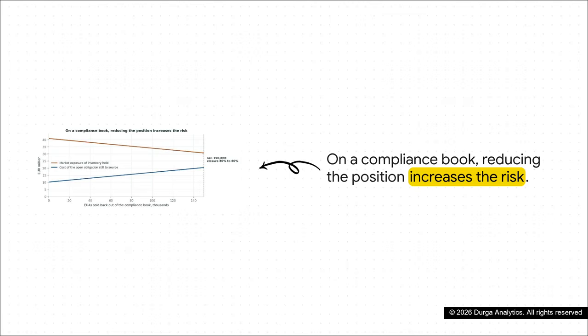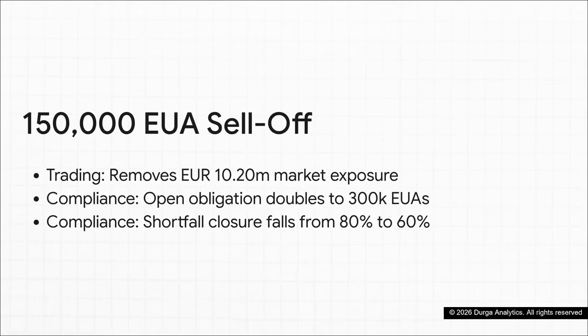A standard risk report will pat you on the back and congratulate you for de-risking. But look at the compliance line. The cost of the open obligation that you still need to source actively goes up. Let's break down exactly what just happened. For the speculative desk, selling lowered risk. Simple enough? But for the compliance desk, selling off those units doubled their open obligation from 150,000 to 300,000 EUAs. Their shortfall closure plummeted from 80% readiness down to 60%.